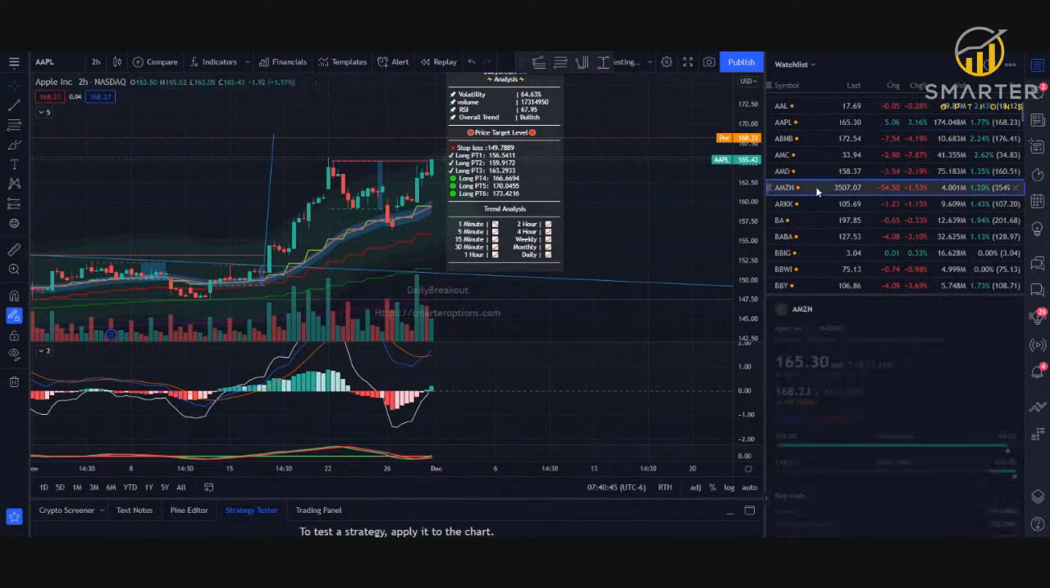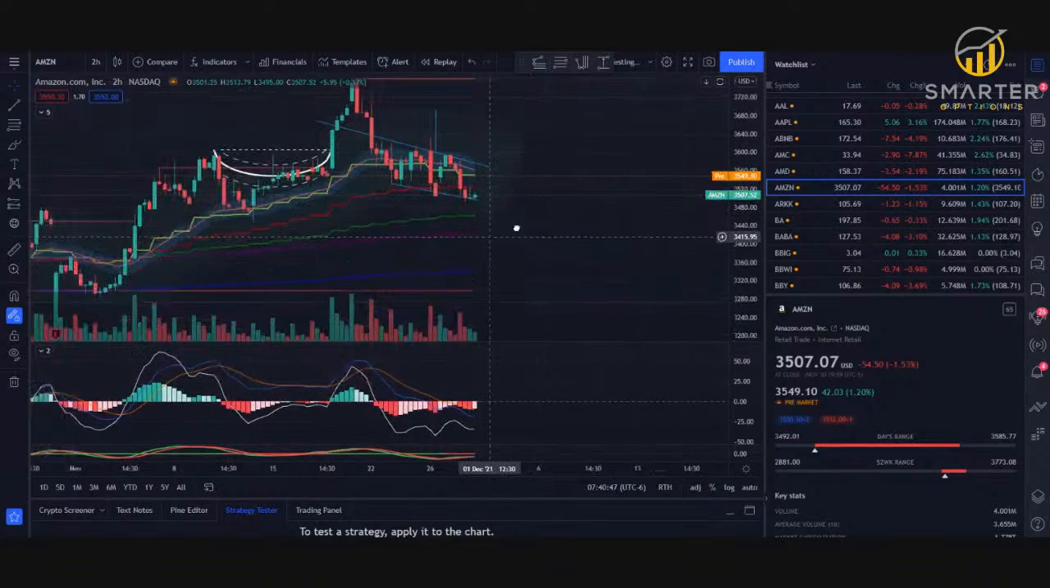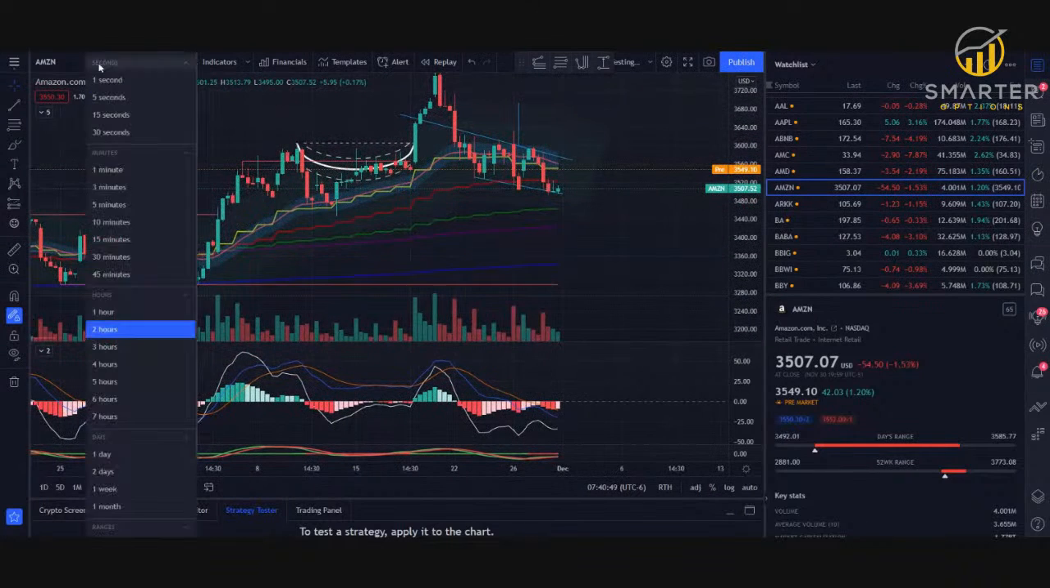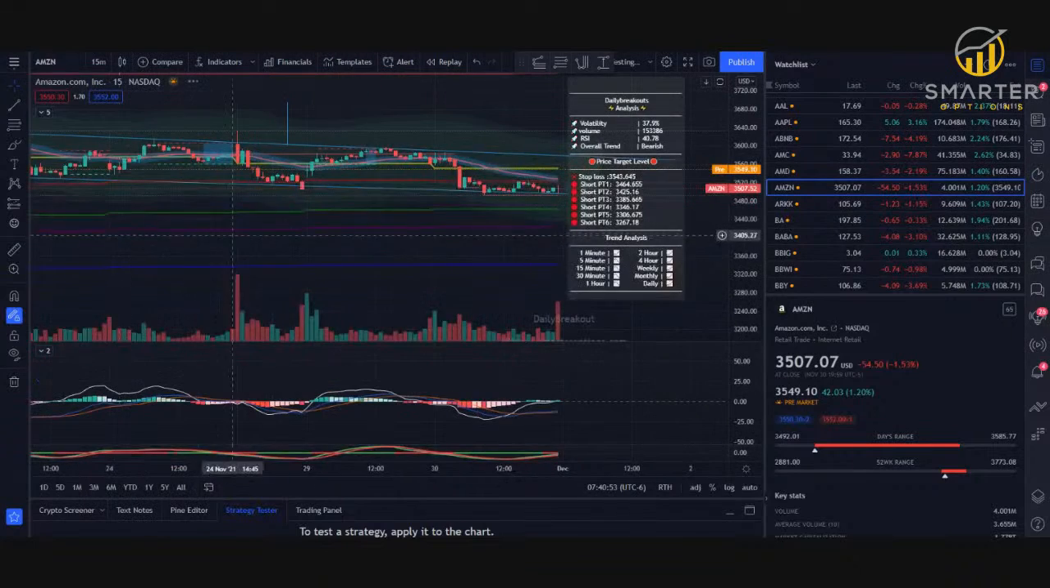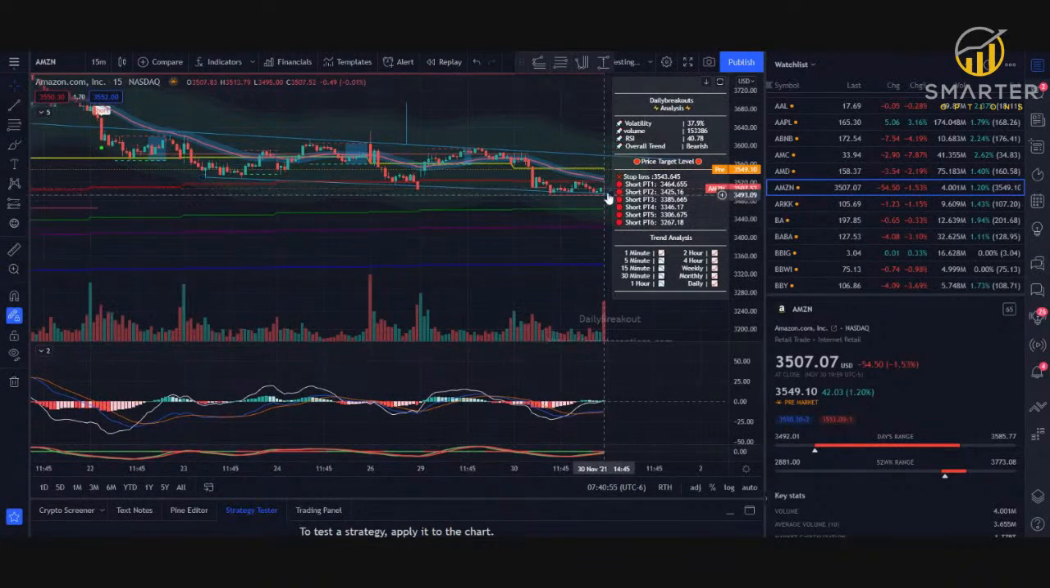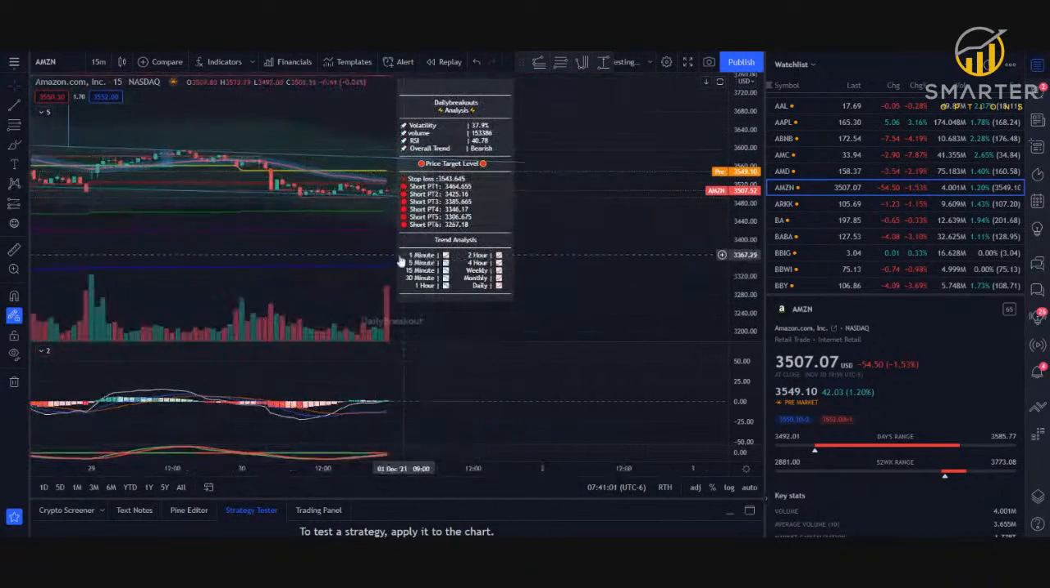I love charts, guys. Let's go back to the 15-minute. So anyway, we'll have to see what the MACD looks like this morning after the market opens.